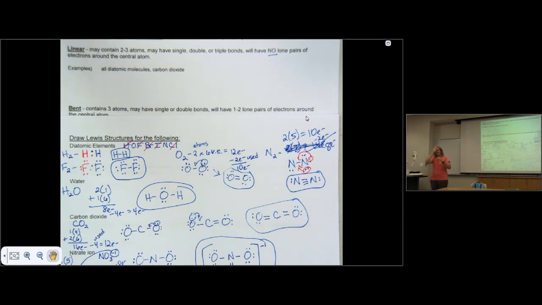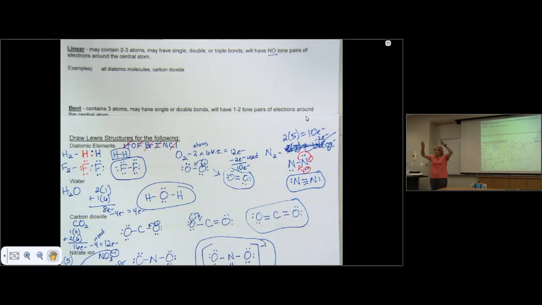Why is carbon dioxide linear? Who's the central atom? Carbon. Are there any lone pairs around carbon? Not at all. Guys, this is like carbon dioxide. This is C. What are these? Double bond.